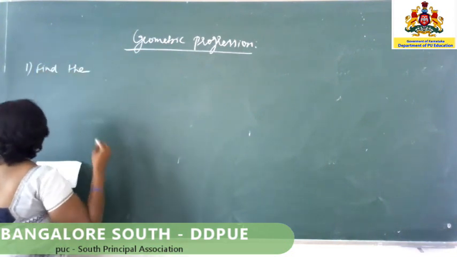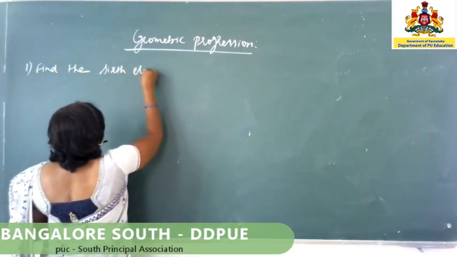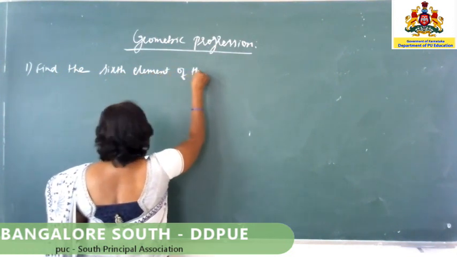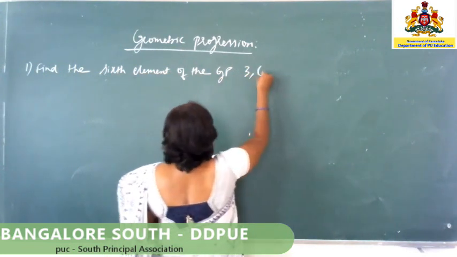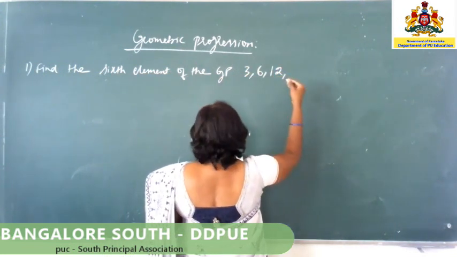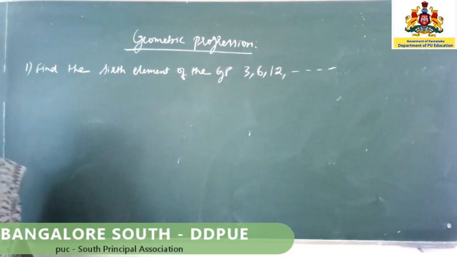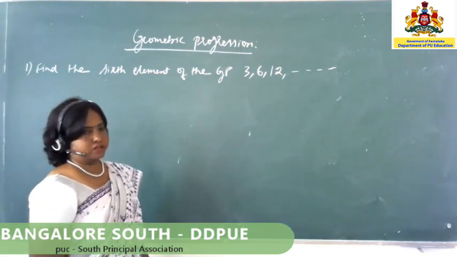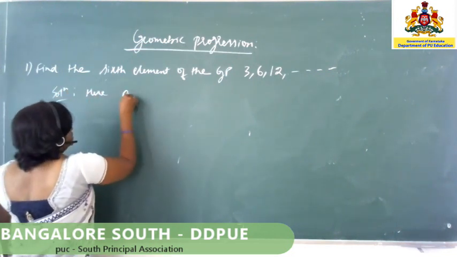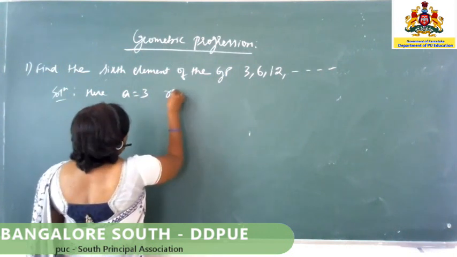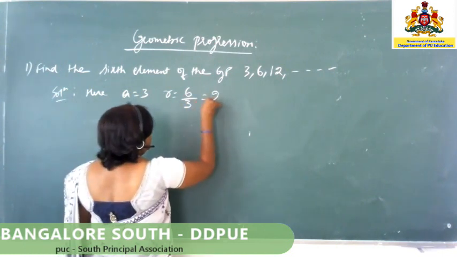Find the sixth element of the GP 3, 6, 12, so on up to. Find the sixth element of the GP 3, 6, 12, continuous. Here A is equal to 3, R is equal to 6 by 3, T2 divided by T1. So that is equal to 2.